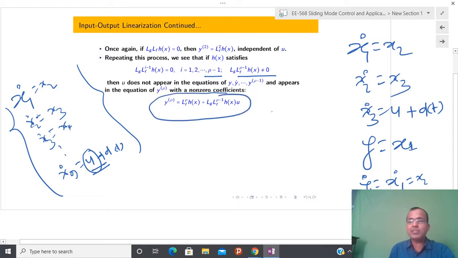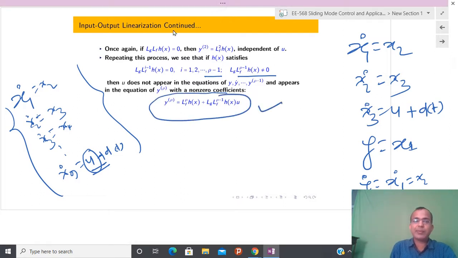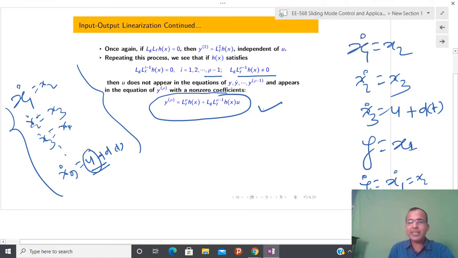Anyone has confusion on this relation? Then please ask me how basically this relation comes into picture. Do you have any confusion? Anyone?